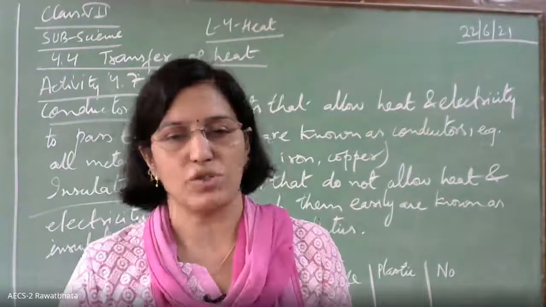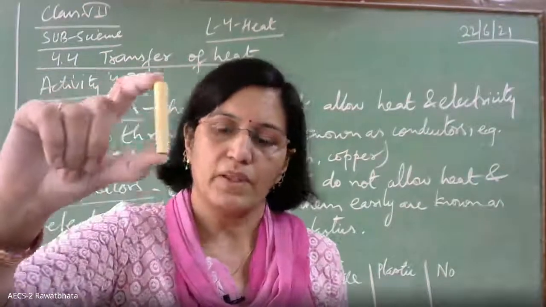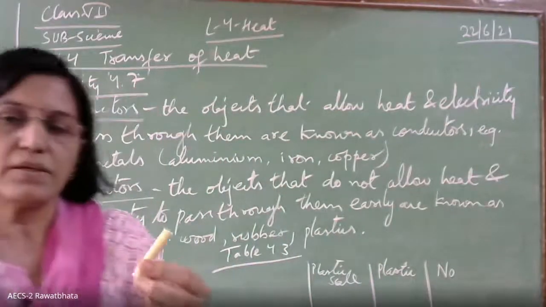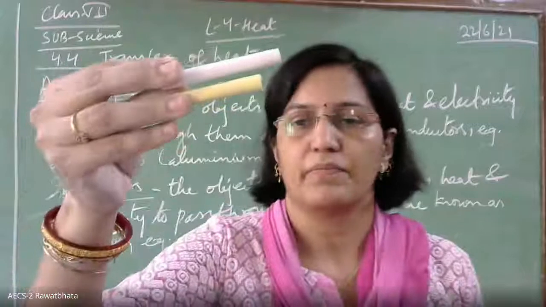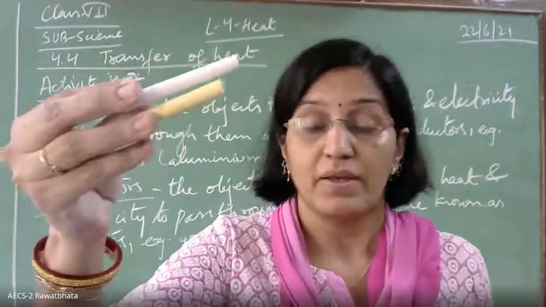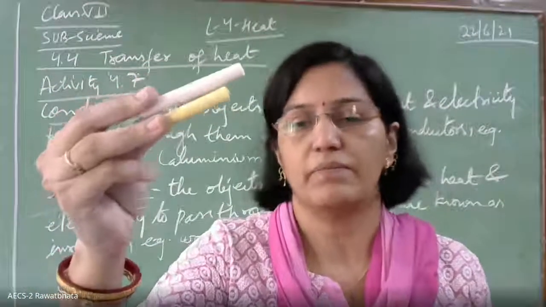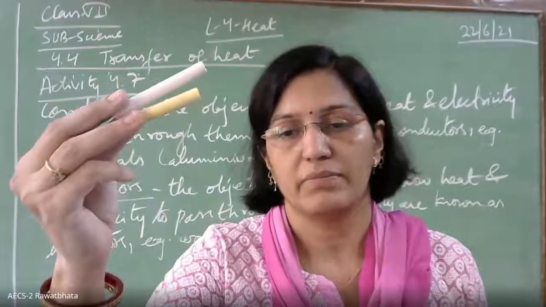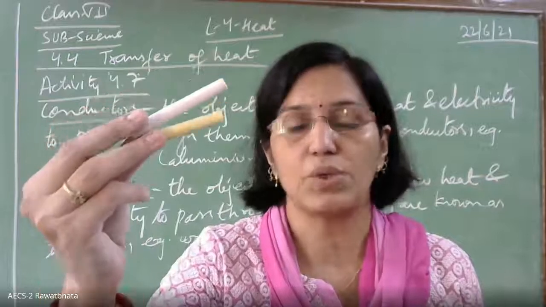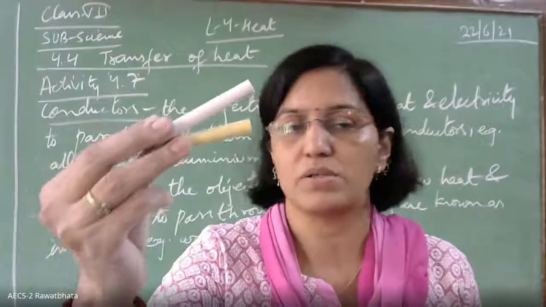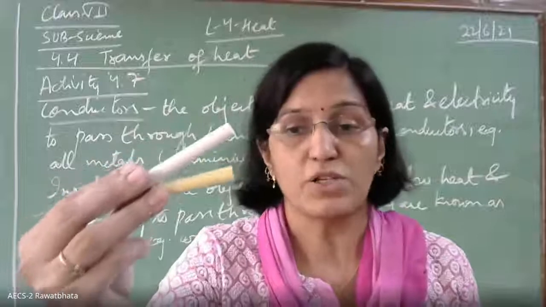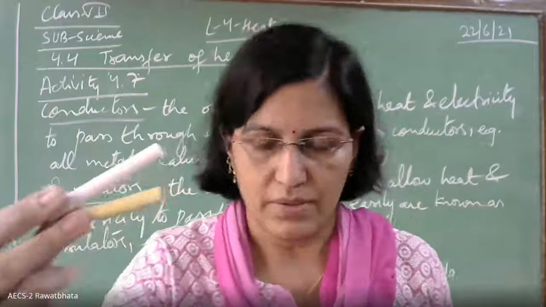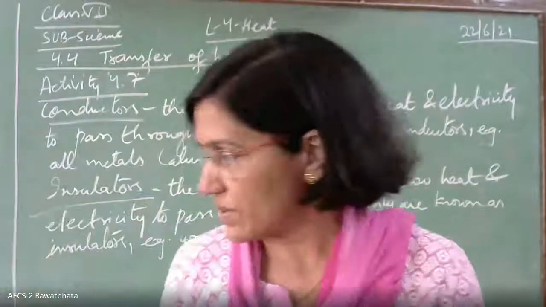Now, the last question of the day. Identify what exactly is the thing I'm holding in my hands. It has to be chalk. Good conductor or a poor conductor? This is an absolute insulator. Completely, it blocks the passage of heat and electricity. It's made up of calcium carbonate. Okay, this is also an insulator.